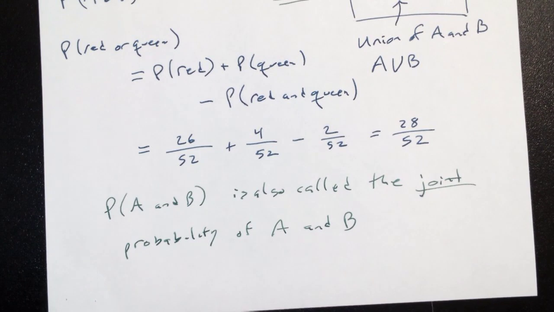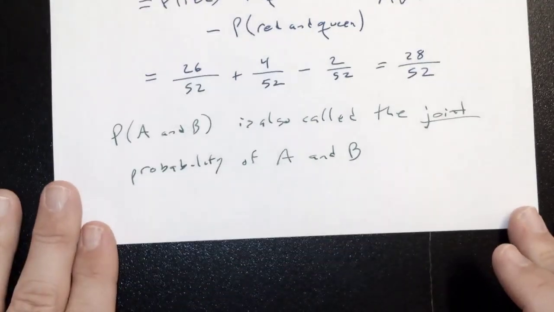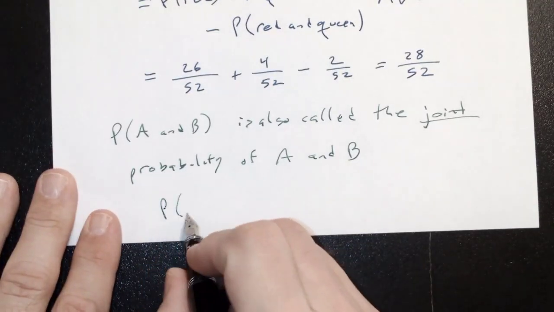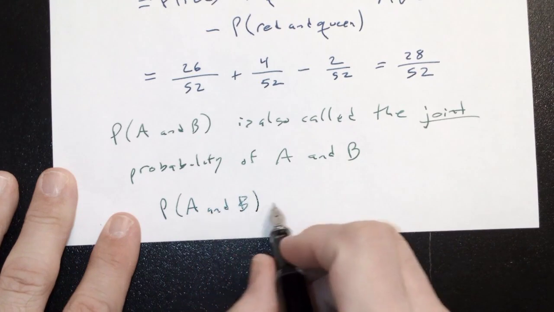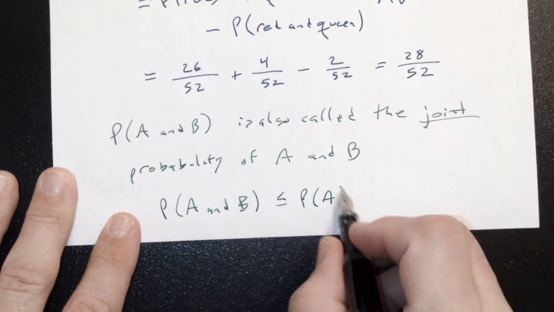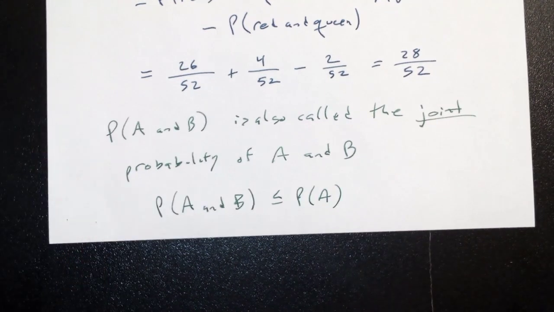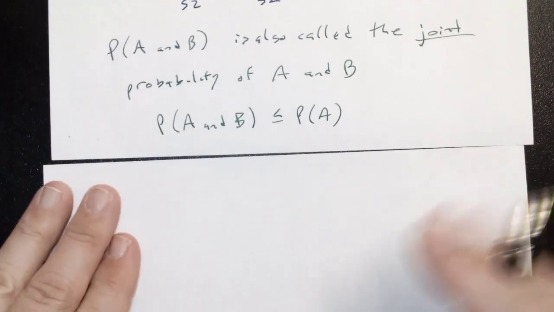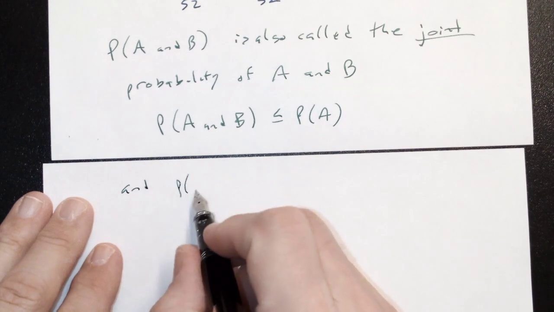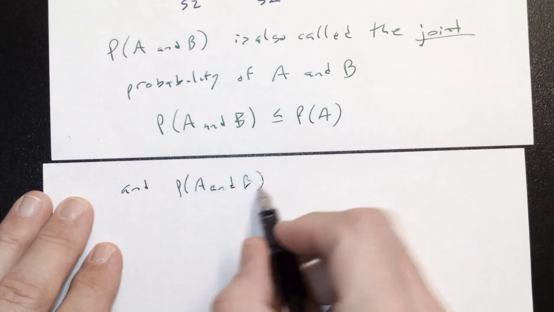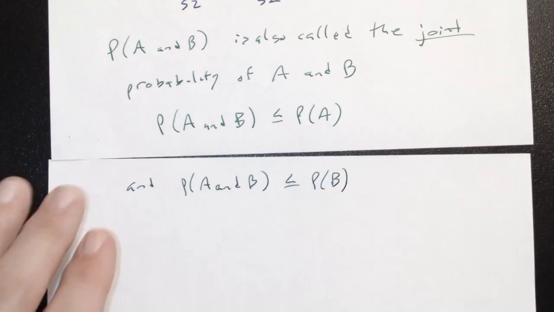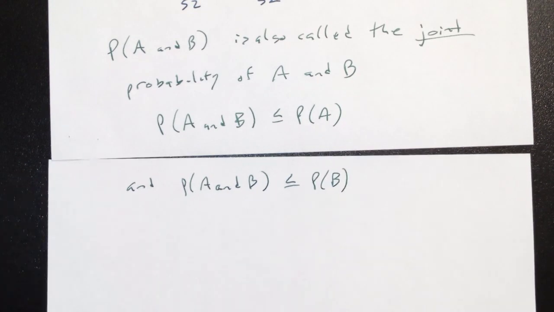Now, I'm going to make a statement. I want somebody to tell me why it's true. Chance of A and B must be less than or equal to the chance of A. The chance of A and B must be less than or equal to the chance of B.